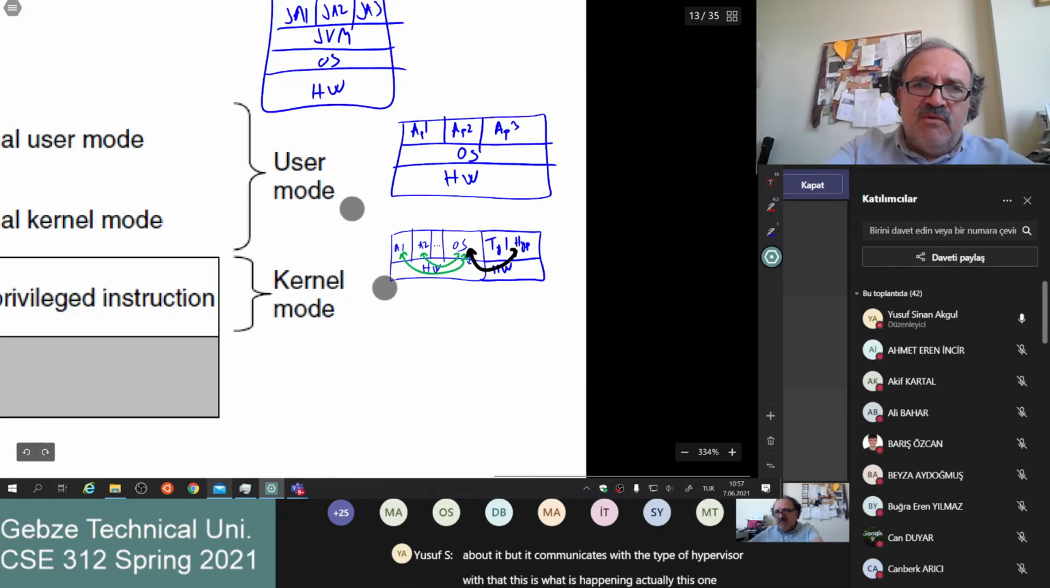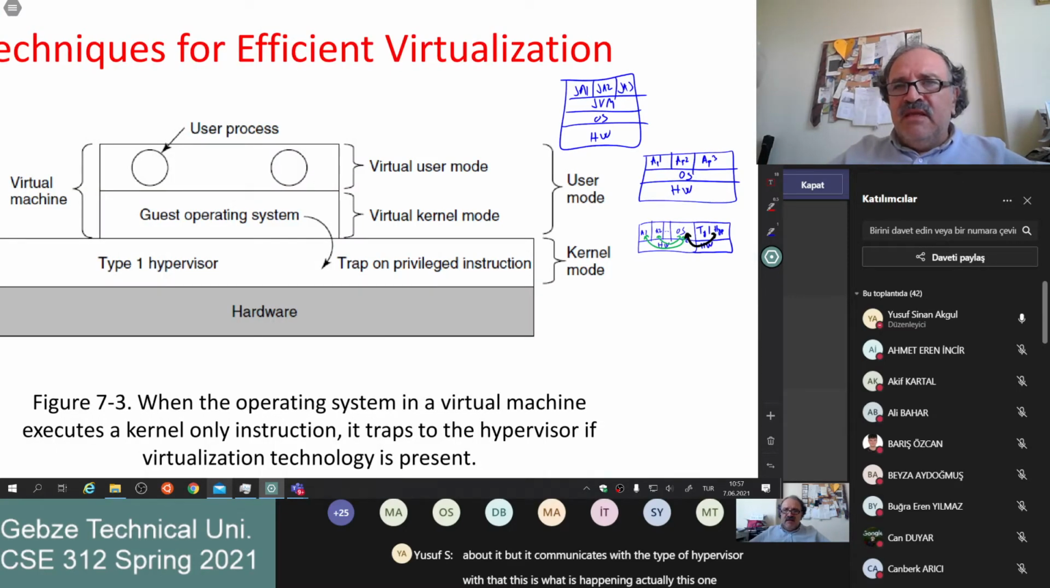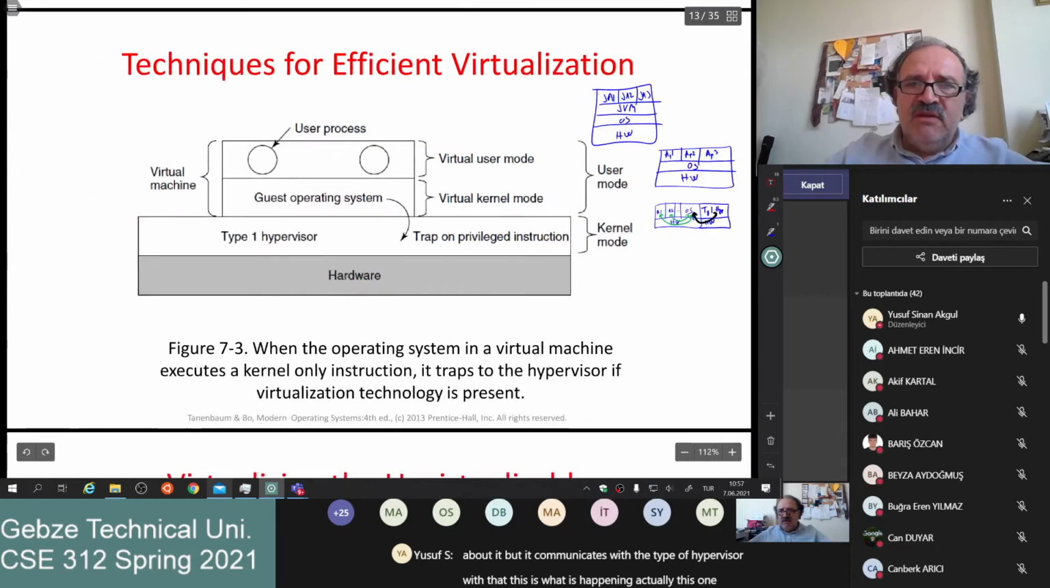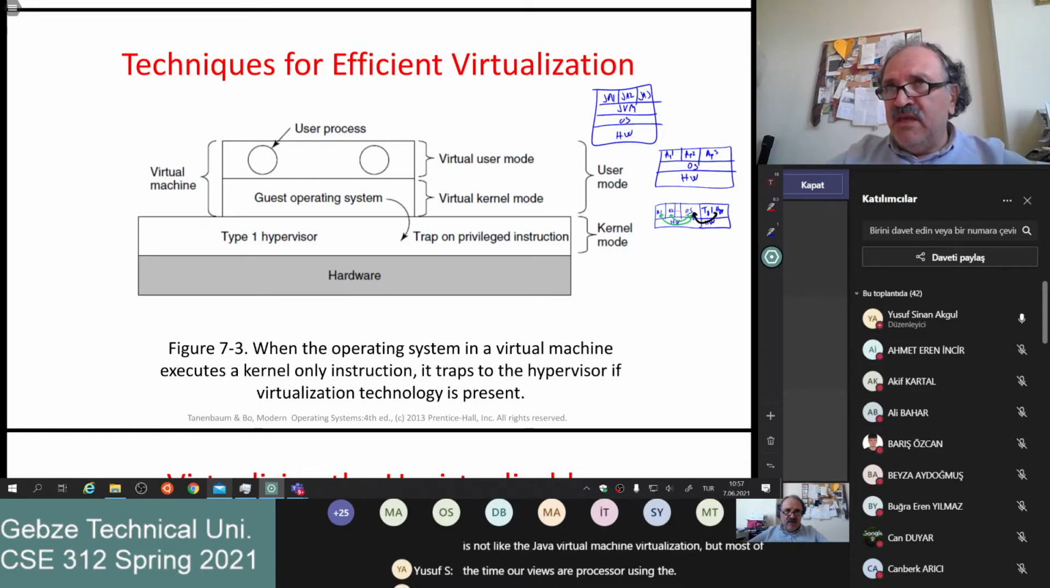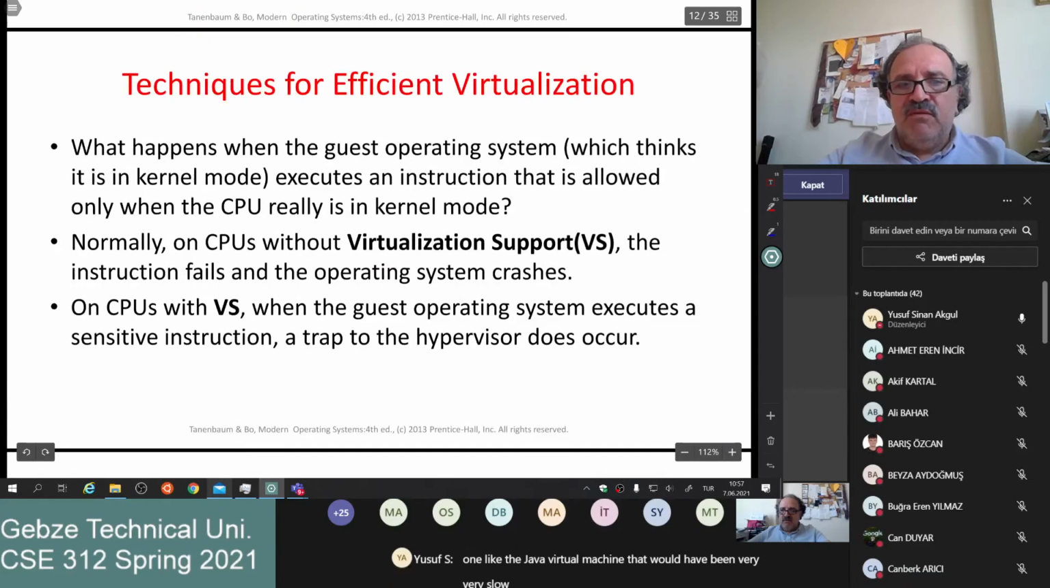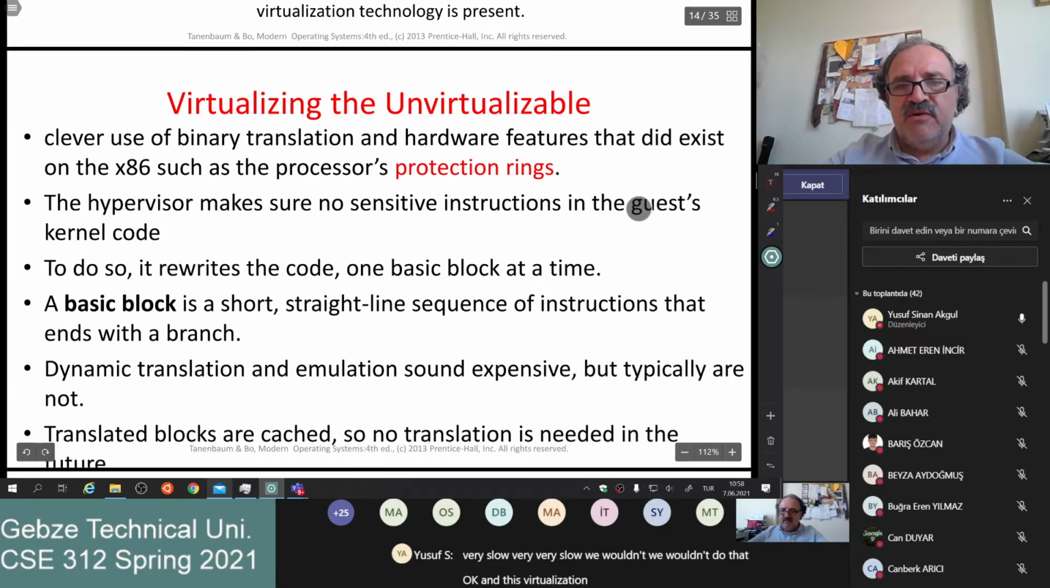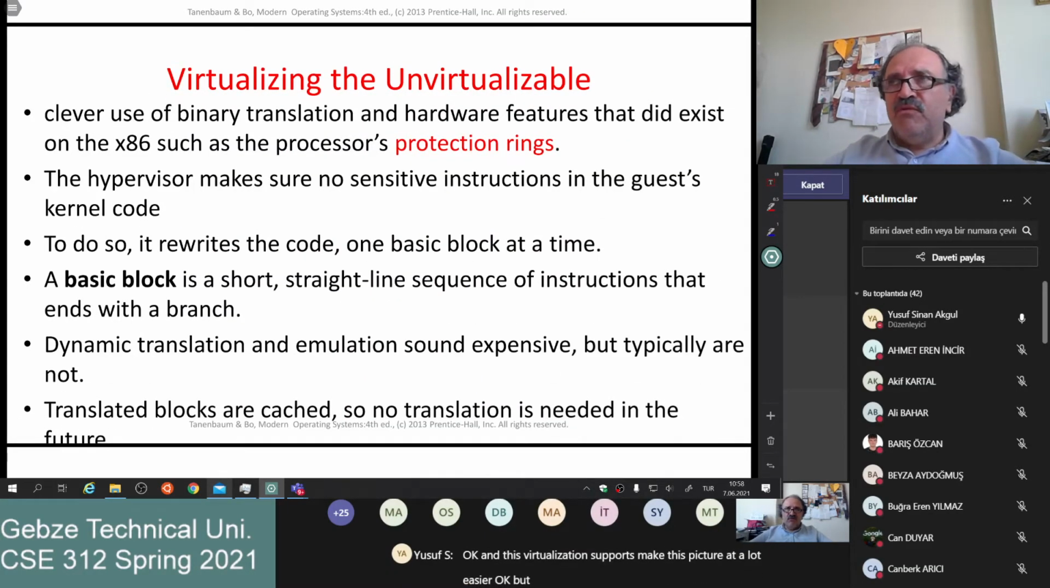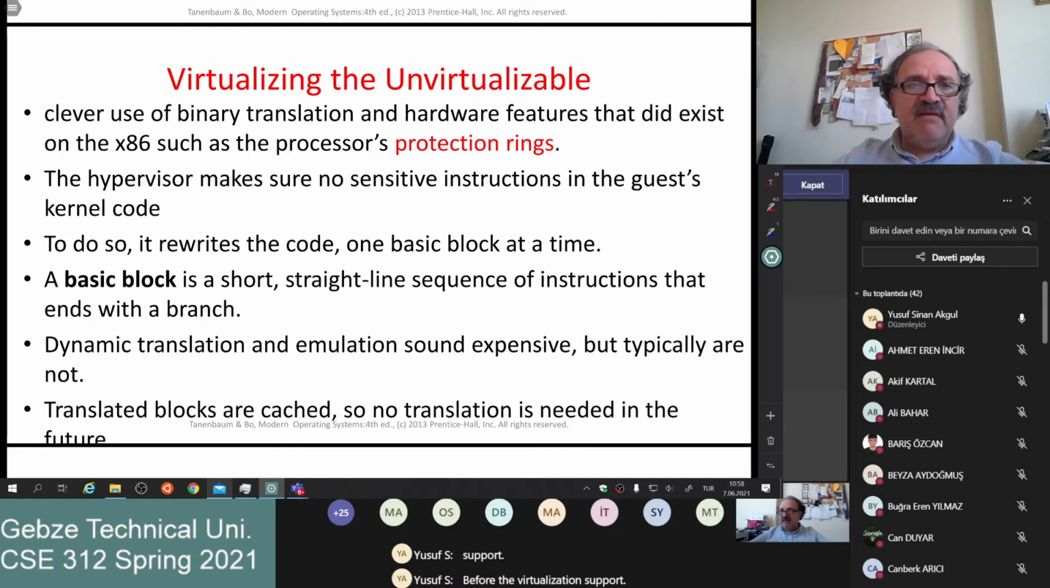So virtualization is not like the Java virtual machine virtualization, but most of the time our user processes are using the CPU directly. Otherwise, if I interpreted each instruction one by one like the Java virtual machine, that would have been very slow. We wouldn't do that, okay? And virtualization support makes this picture a lot easier. But before the virtualization support, we did not have any easy way of achieving this. So what did they do?